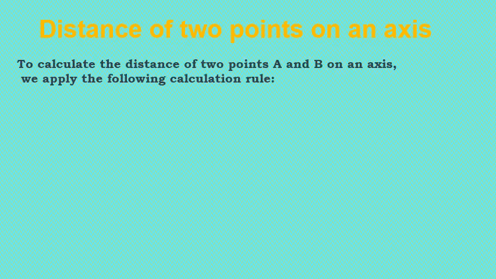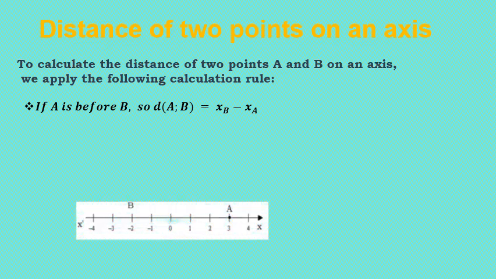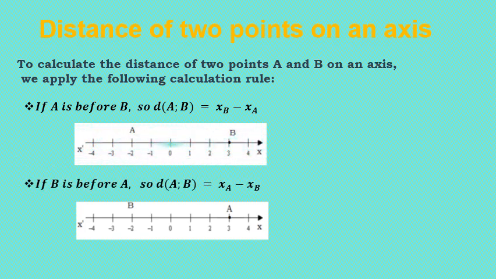How to find the distance between two points on an axis? What's the rule? Look please at the figure. If A is before B, the distance AB is XB minus XA. Here, A is before B. To find the distance between them, I always have to start from the bigger one. So XB minus XA is 3 minus minus 2, or 3 plus 2, which is 5.